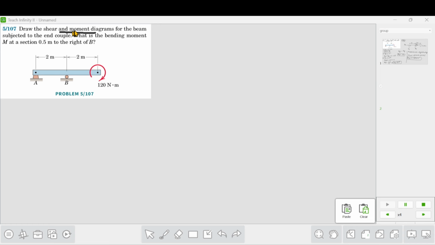Draw the shear force and moment diagram for the beam subjected to the end couple. What is the bending moment M at section 0.5 meter to the right of the B support? First we will draw a free body diagram.